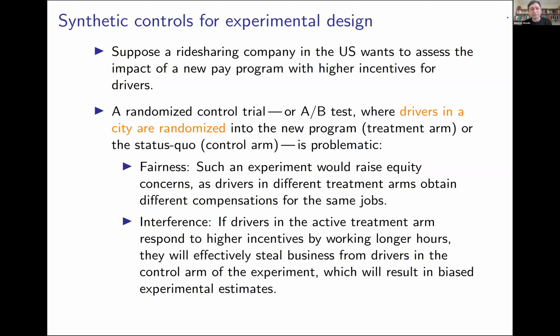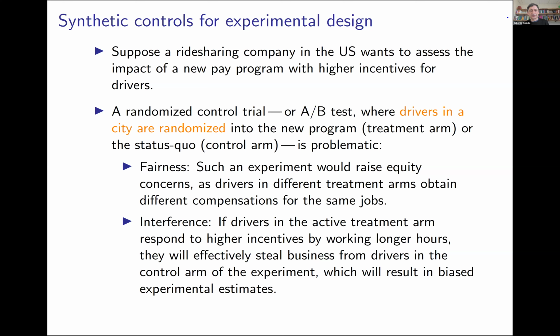I want to start this talk by telling you a little story that is going to motivate what we do in this paper. In my story, we have a ride-sharing company in the US, and they want to assess the impact of increasing incentives for drivers, so giving extra compensation to drivers.